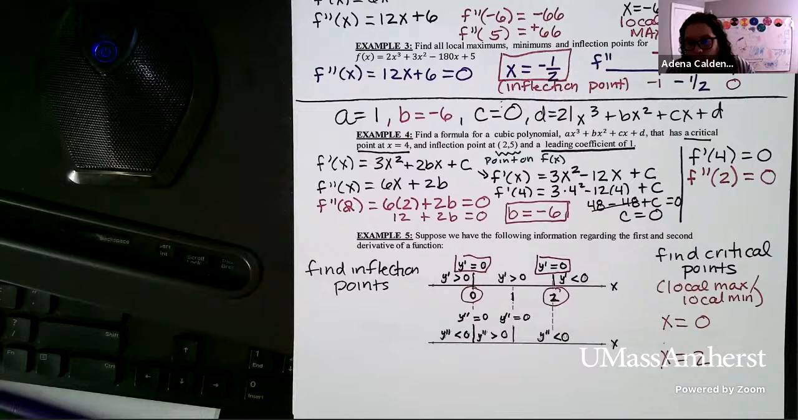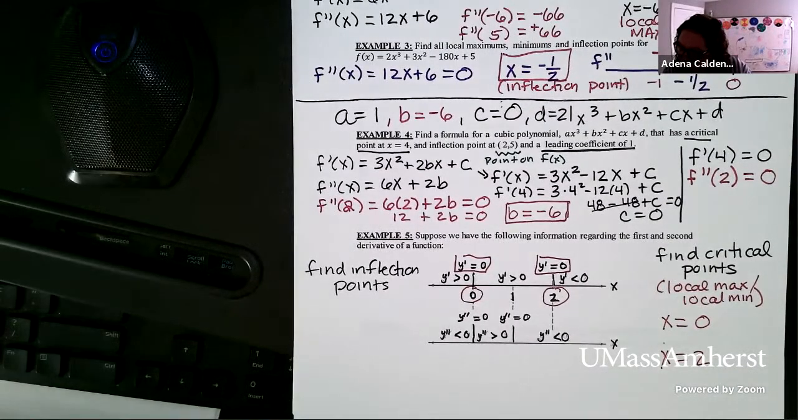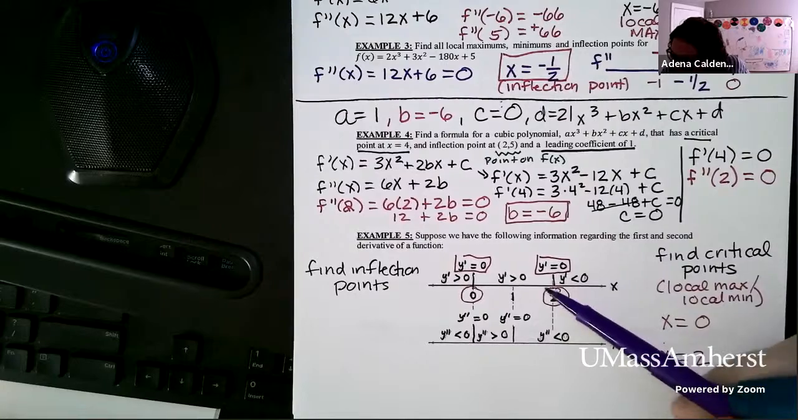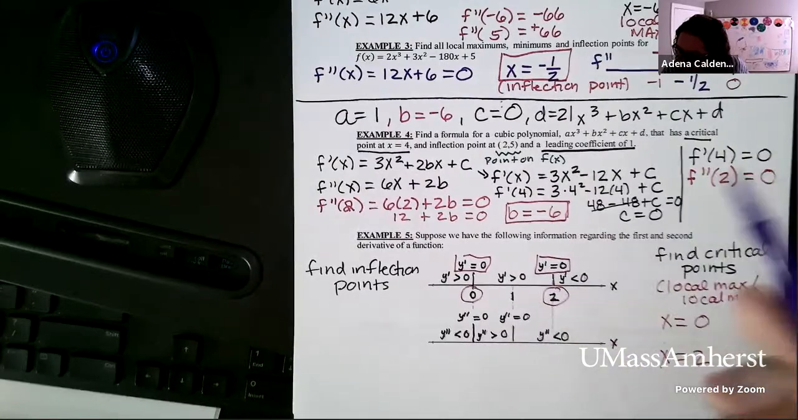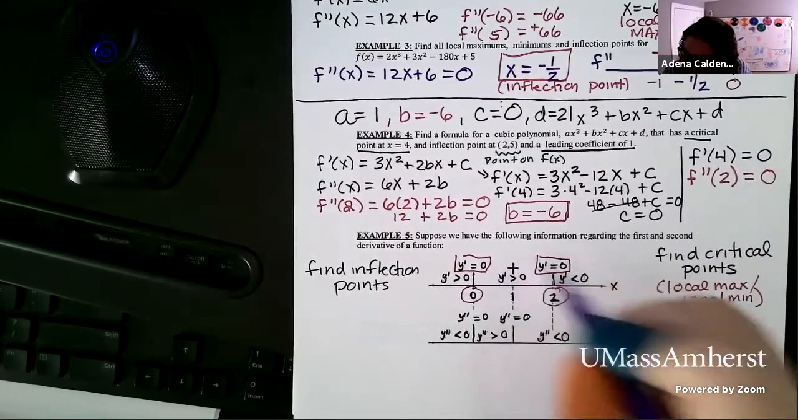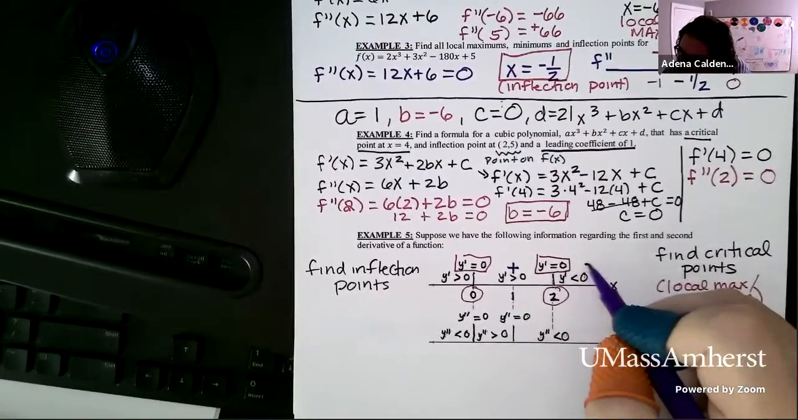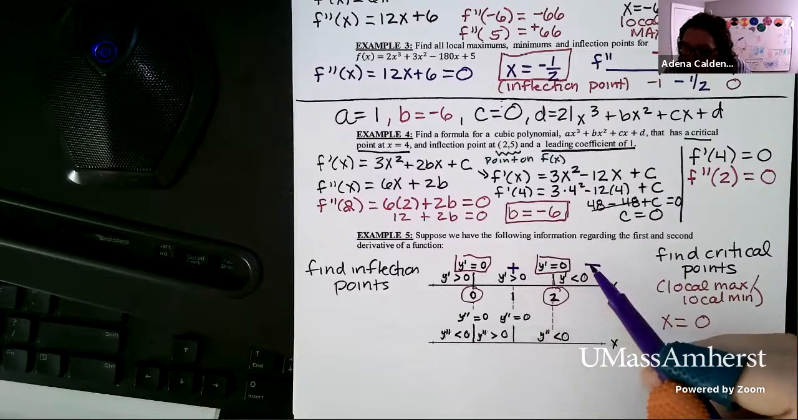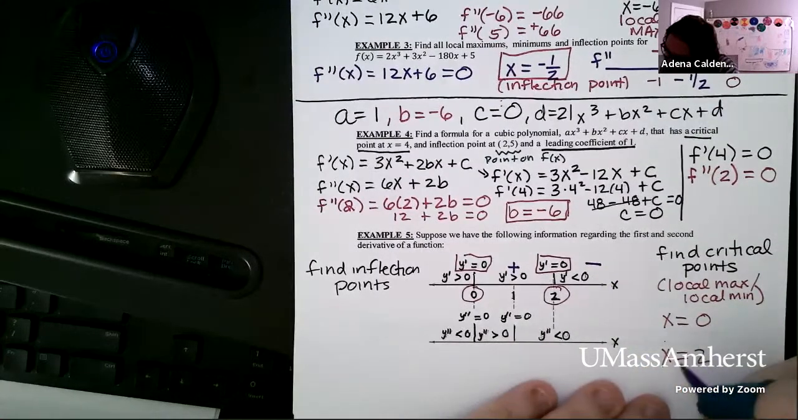Now, if I'm thinking about what type of critical point these may be, I need to look at how the first derivative changes sign or doesn't change sign around the point. So let's start with 2. To the left of 2, the derivative is positive. And to the right of 2, the derivative is negative. So if we go from positive to negative, that tells me that 2 is a local max.